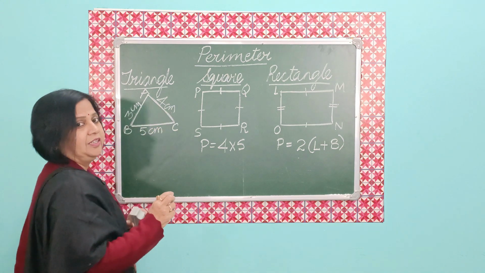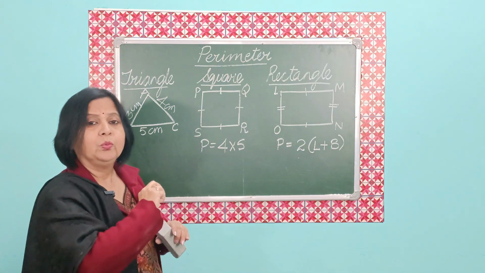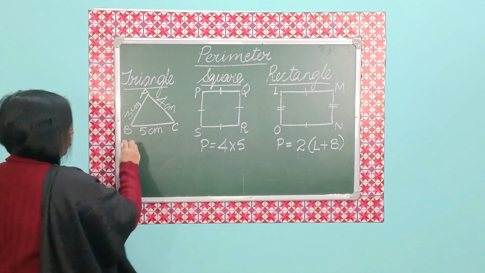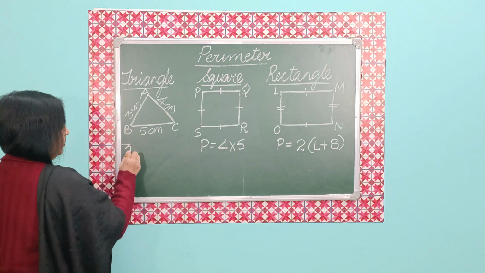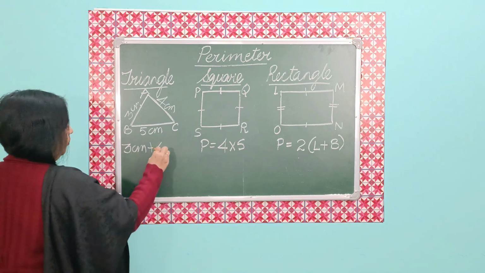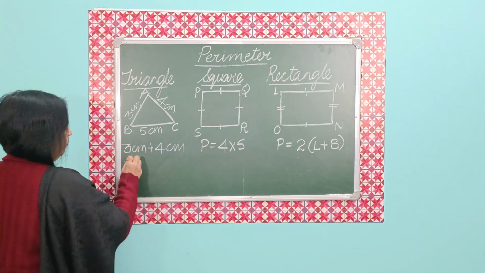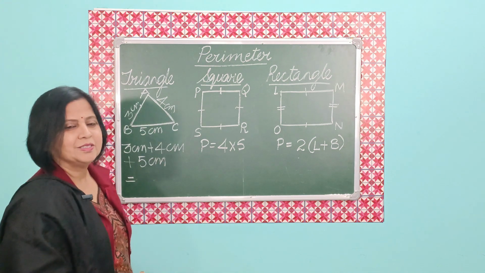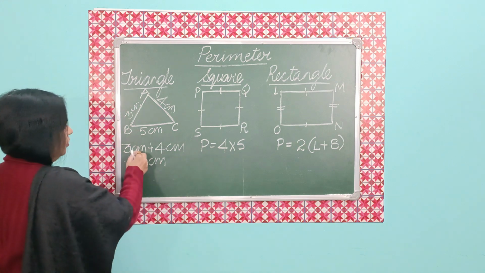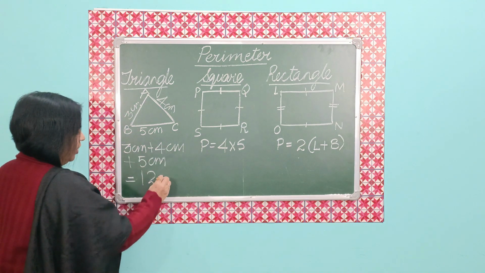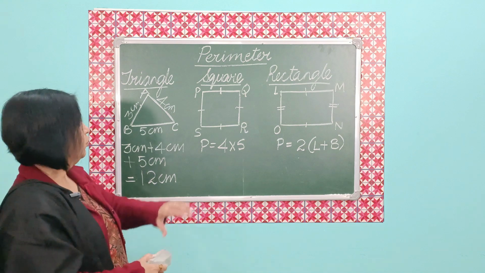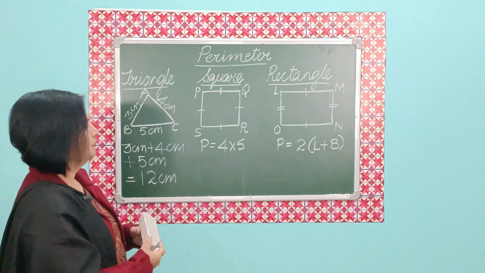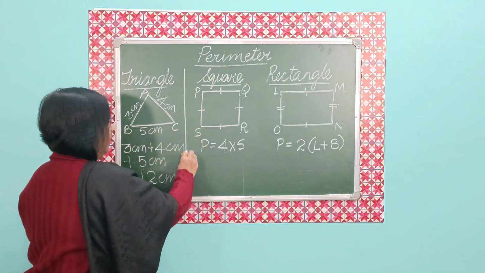Now when we have to find out the perimeter of a triangle, we just have to add up all the sides of that triangle. And what is it? We can take one by one. You can take 3 centimeter plus 4 centimeter plus 5 centimeter. Add all of them and whatever is the answer, that is the perimeter of the triangle. So 3 plus 4, 7 plus 5. So your answer is perimeter of the triangle ABC is 12 centimeters. Easy.